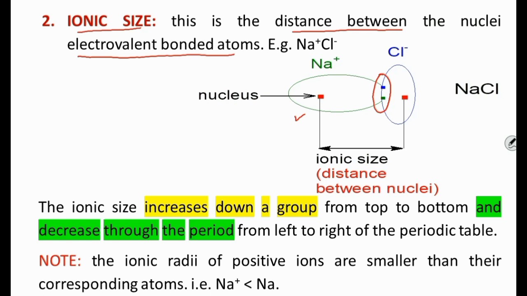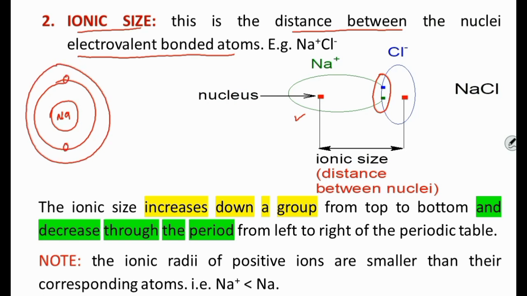Of course, you know what happens to sodium. Let's just draw an atom of sodium. If this is a nucleus, this is the first 2. Then sodium has 11 electrons, and then the last one, which is 1.